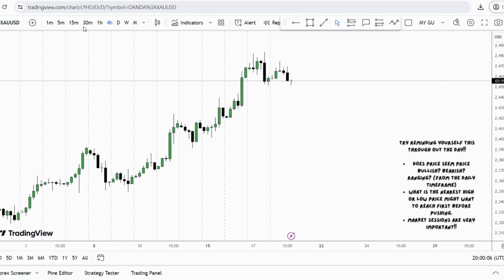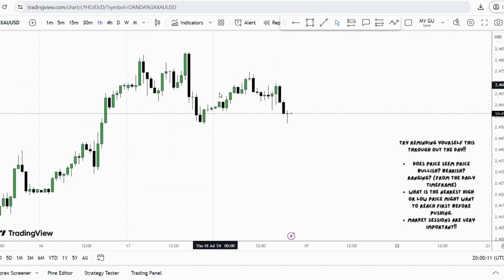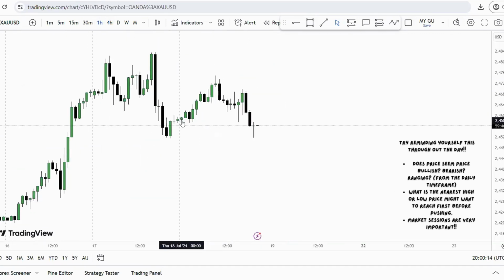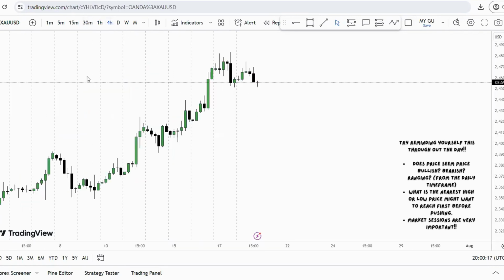You go on your 1 hour time frame. As soon as you go on your 1 hour time frame, what am I looking for? Price is pushing. Our 4-hour candle closed bearish. As you can see, this is our 4-hour candle and it closed bearish. So if our 4-hour candle closed bearish and our daily time frame closed bearish, what could price be trying to do? Price could be trying to push lower.